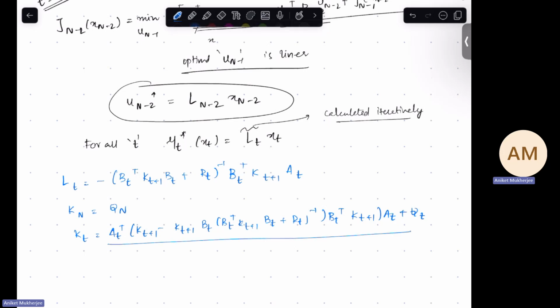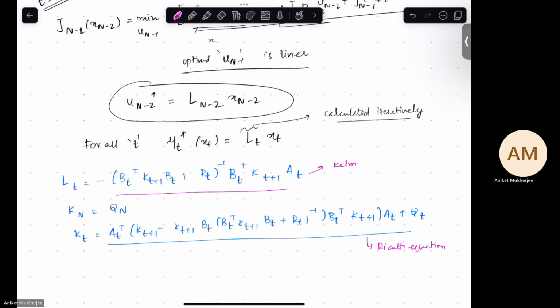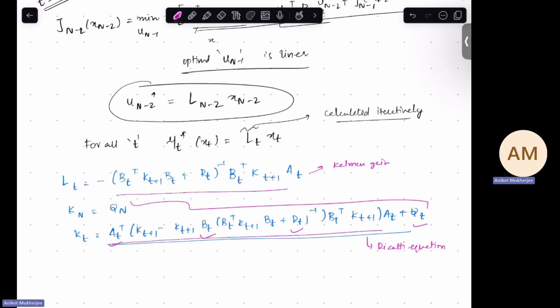This is known as the Riccati equation, and this is known as the Kalman gain. And all of these do not depend on the noise. This just depends on A_t, B_t, the system parameters, and Q_t and R_t, the cost function parameters. So if you know A_t, B_t, R_t, Q_t, then you'll be able to calculate all the values of K_t in recursive form from K_n equal to Q_n, right? And if you know all the values of K_t, then you'll be able to calculate the Kalman gains.